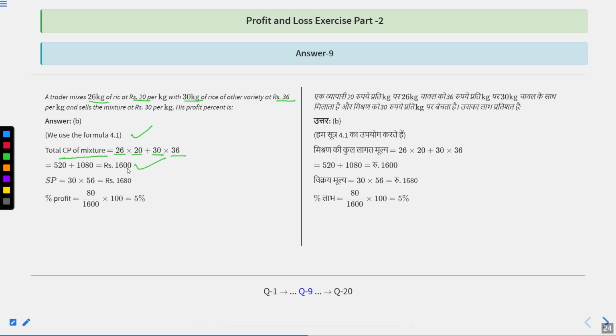What will be the selling price? When we add the total kg, it will become 56 kg, 26 kg of the first type of rice and 30 kg of the second type of rice. The mixture price is 30 rupees per kg. When we multiply it, we get 1680. So we clearly see there will be a profit of 80 rupees. So what will be the profit percent? Profit upon cost price multiplied by 100, which is 5%. B is the correct answer. Next one.